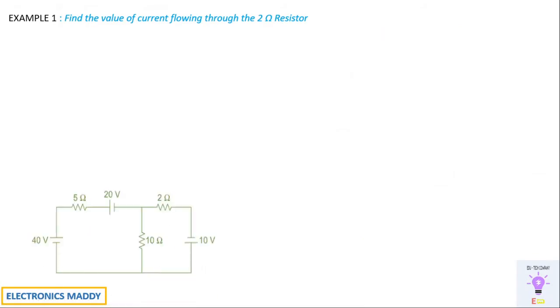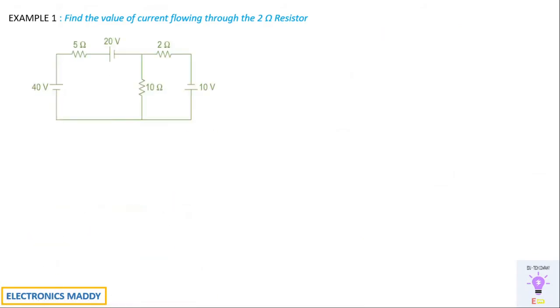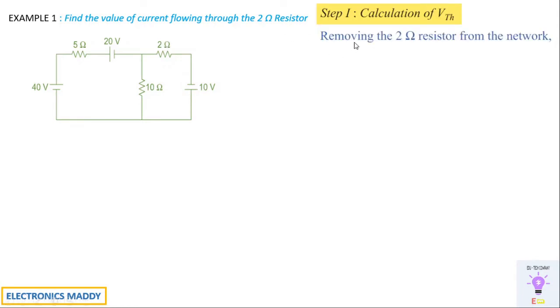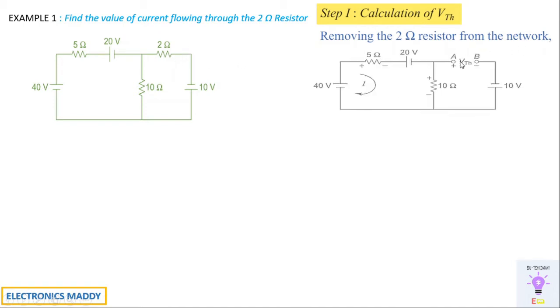We have the first problem. They've given us a network and they've asked us to find the value of current flowing through the 2 ohm resistor. So this is the 2 ohm resistor. As usual, we will be starting off with our initial steps, calculation of VTH, how it can be done. We will be removing the 2 ohm resistor from the network, and we will be representing the equivalent circuit. Draw the equivalent circuit in each and every case, because you will not go wrong while indicating the directions and the symbols with respect to the convention that we have followed.